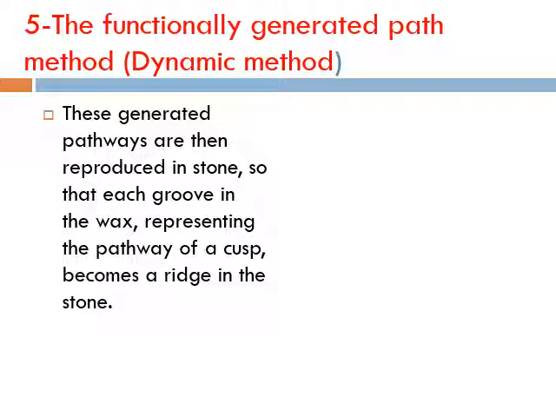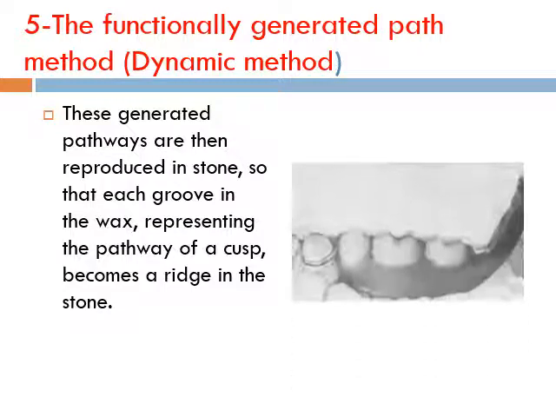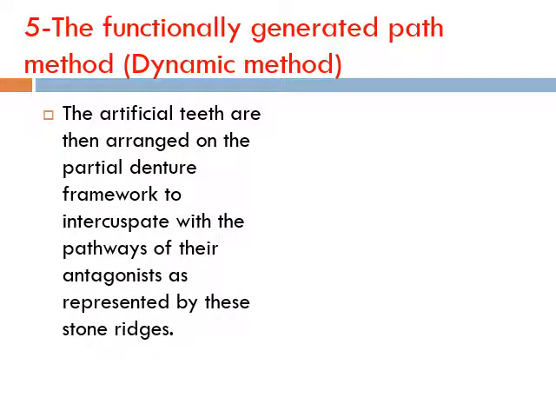These generated pathways are then reproduced in stone. As we said, I start pouring and vibrating stone into the indentations in the wax, so that each groove in the wax, I pour vibrating stone into it and start to get positive reproductions of it. Representing the pathway of a cusp becomes a ridge in the stone. As we can see here, the stone cast with the indentations for the teeth in the stone.